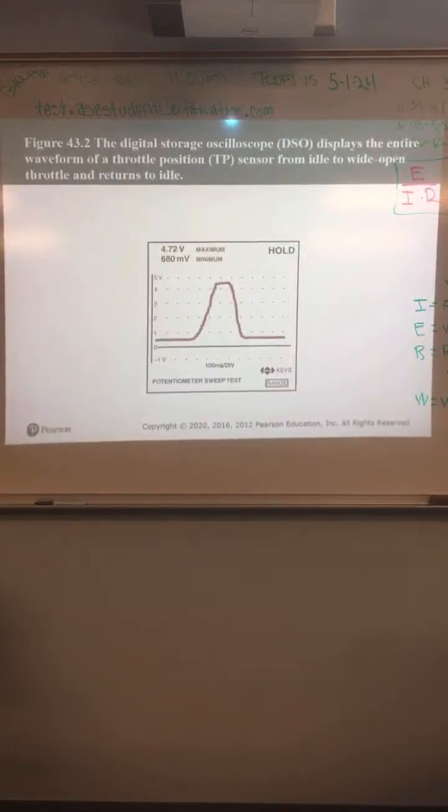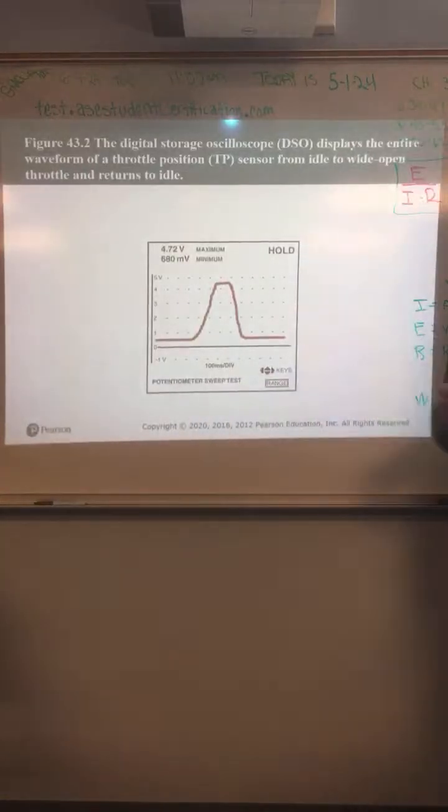So what you're looking at here is a waveform sweep test on a throttle position sensor. So instead of looking at the voltage on a digital multimeter, if you were looking at it on a screen as a waveform, this is about what you would see.